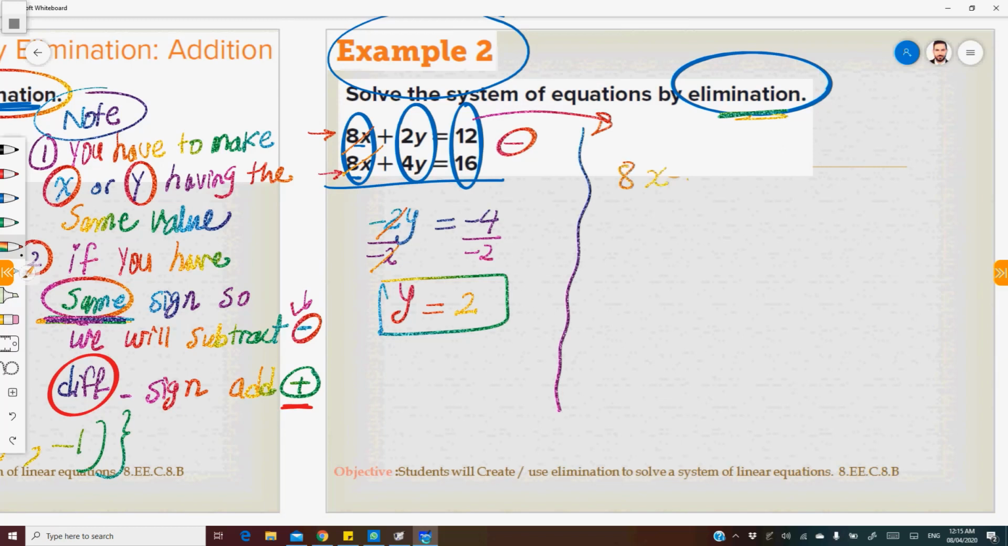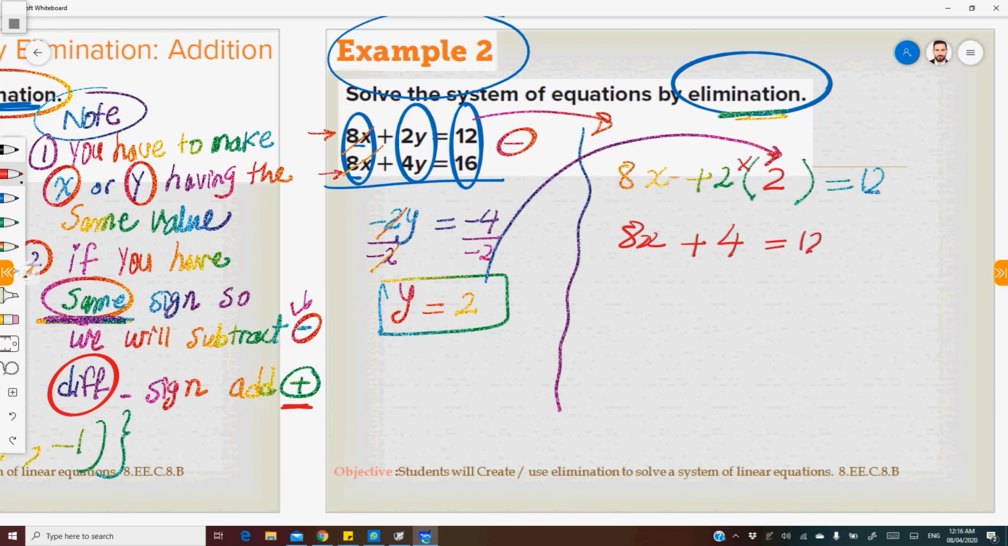8x plus 2. You will not write y because you will replace it with the number 2. Then you have to multiply: 8x plus 2 times 2 is 4, and here is the number 12. Don't forget to move 4 from the left-hand side to the right-hand side. You will get 8x equals 12 minus 4. What is 12 minus 4, guys? It's 8. And here is 8x.